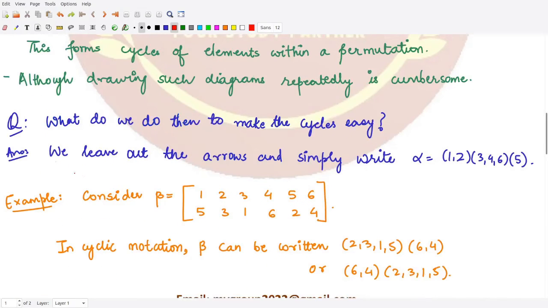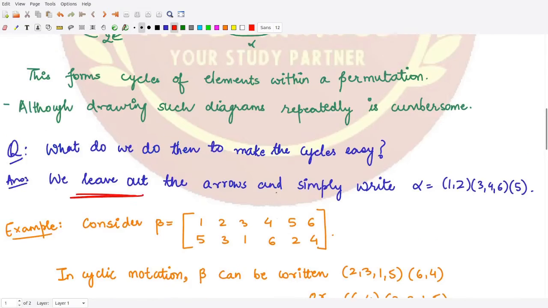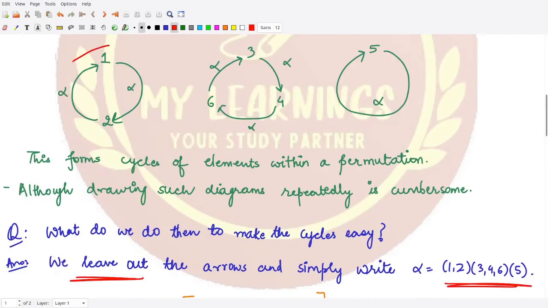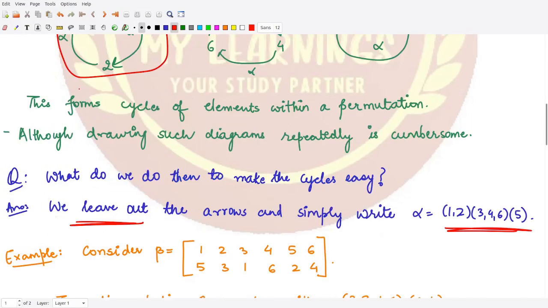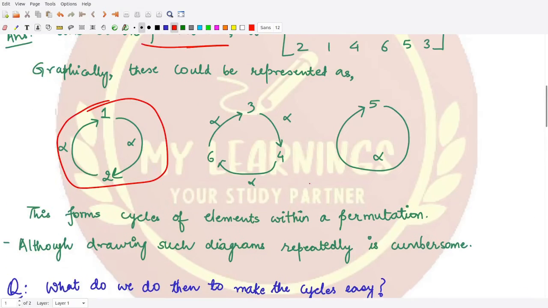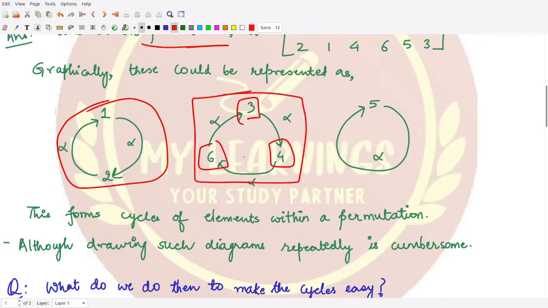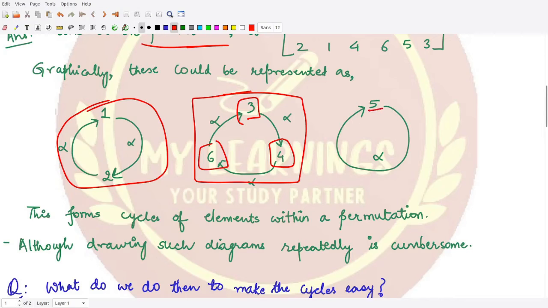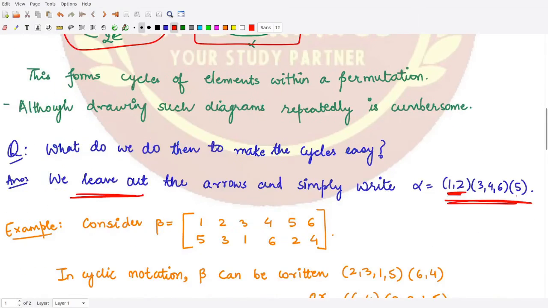We leave out the arrows and write down the cycles in this form, where we have 1 and 2 within one cycle. We put them in one bracket with commas. In another bracket, which represents a different cycle, we have the numbers 3, 4 and 6, so we write it like this: 3, 4, 6. And for the last element 5, we have only one element. So this is the notation that we use.